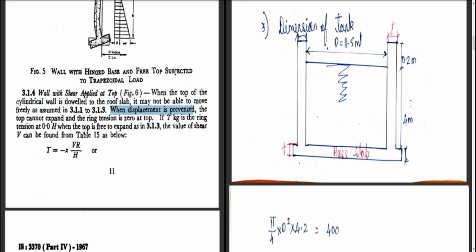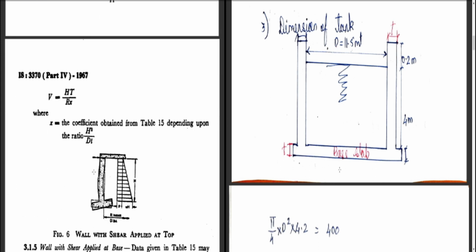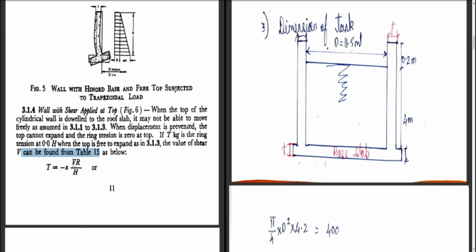When the displacement is prevented, the top cannot expand and the ring tension is 0 at the top. Understood? So if T is the ring tension at a point 0.h, when the top is free to expand, as in case of 3.1.5, the value of shear V can be found out from table number 15. Here you can see it cannot move freely, so there will be a rigidity. Hence the displacement is prevented, so ring tension will be 0 at top.